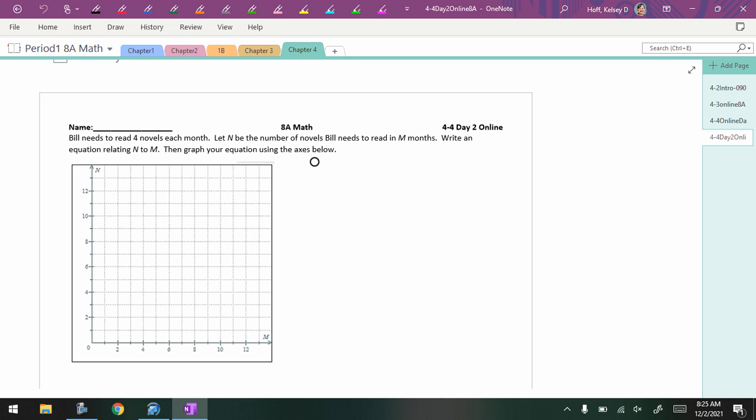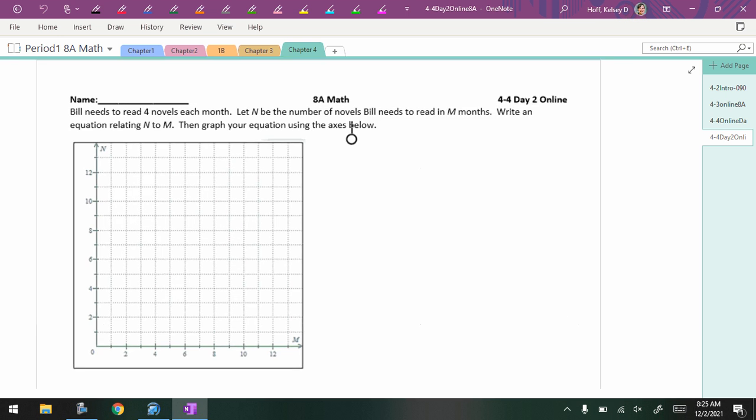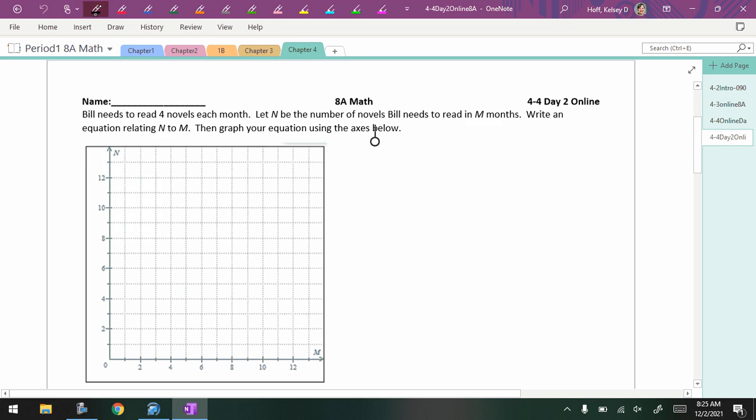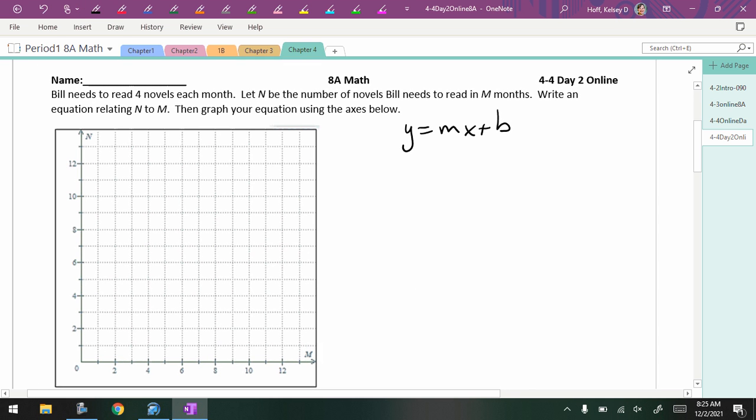Okay. Now we're going to build upon your idea of writing equations. You did this in chapter 3, but now we're going to have more sentence format. Many times people panic, but I'm going to give you some key phrases to look for. We want to write our equations in y equals mx plus b form. Remember this form? Everybody should be writing this down. Y equals mx plus b form.